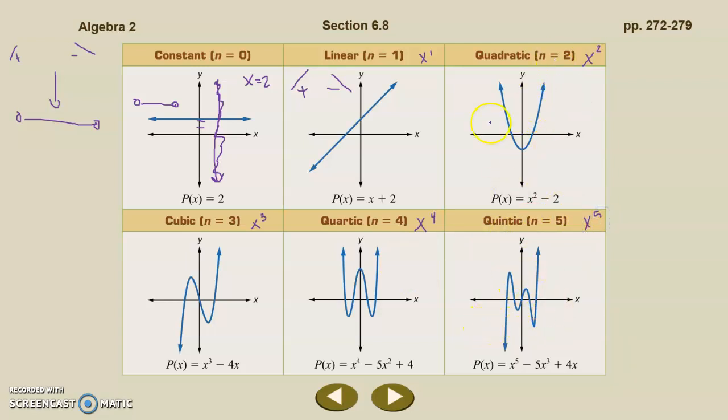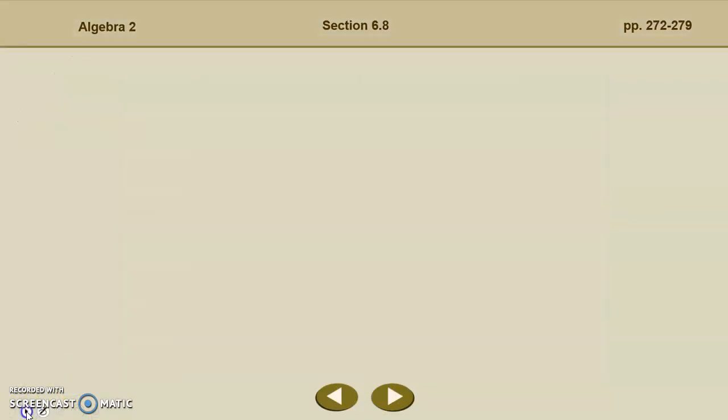Now you'll notice that for each of our degrees, we've got that many zeros, that many points where it crosses our x-axis. 1, 2, 3, 4 for our 4th degree, our quartic polynomial. 1, 2, 3, 4, 5 zeros for our quintic polynomial. So these are some parent functions that you do need to be familiar with.